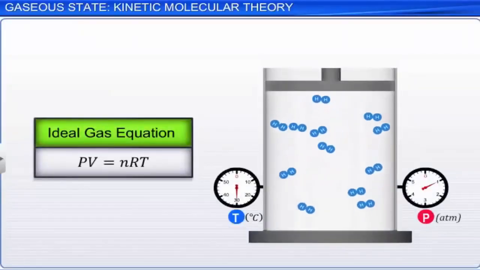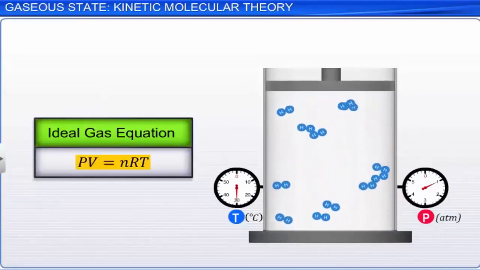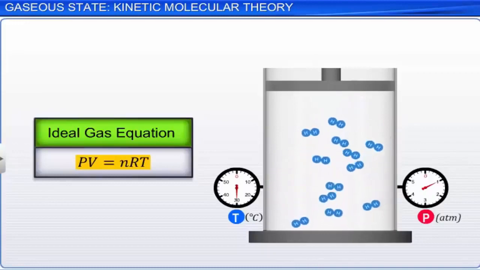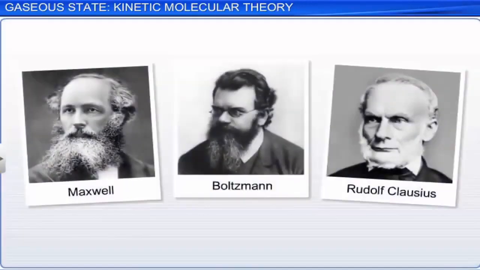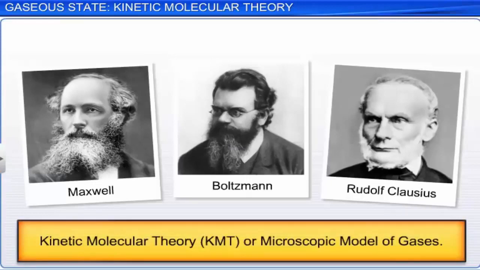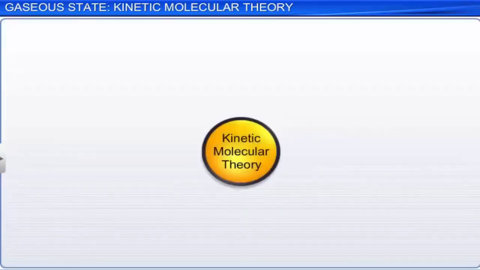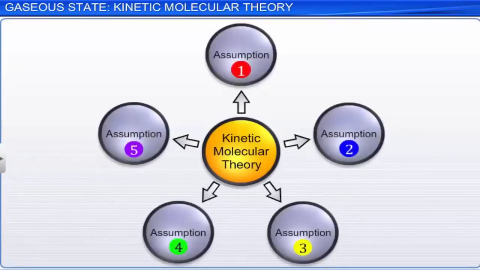We have learnt that the ideal gas equation describes the behavior of gases based on experimental observations. To understand the behavior of gases at the molecular level, scientists developed a theoretical model called kinetic molecular theory, KMT, or microscopic model of gases. Kinetic molecular theory is a set of 5 assumptions that describes the behavior of molecules in a gas. Let's discuss the assumptions and how they are justified in detail.